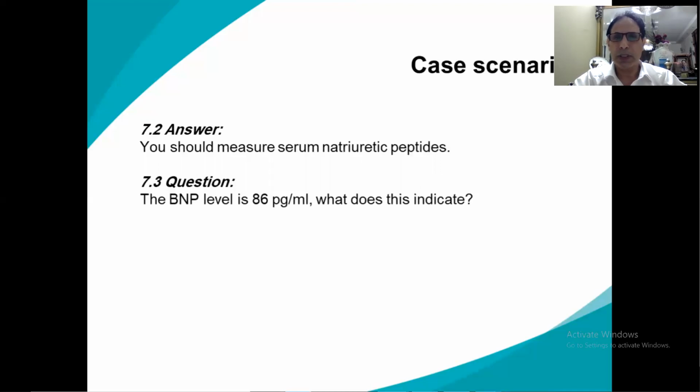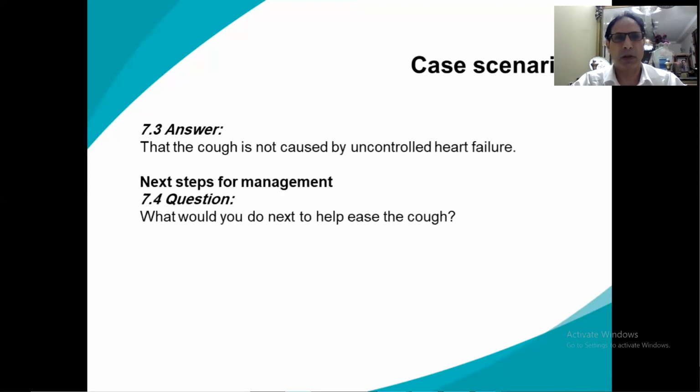So you should measure serum natriuretic peptide, BNP, and the level is around 86. What does that indicate? It indicates the patient is already diagnosed with heart failure, but is not in an exacerbation state. The message is that BNP can give a clue for the first diagnosis of heart failure, and in those with exacerbation it might be raised. So the cough is not caused by uncontrolled heart failure, not due to chest infection, not due to any other problem.